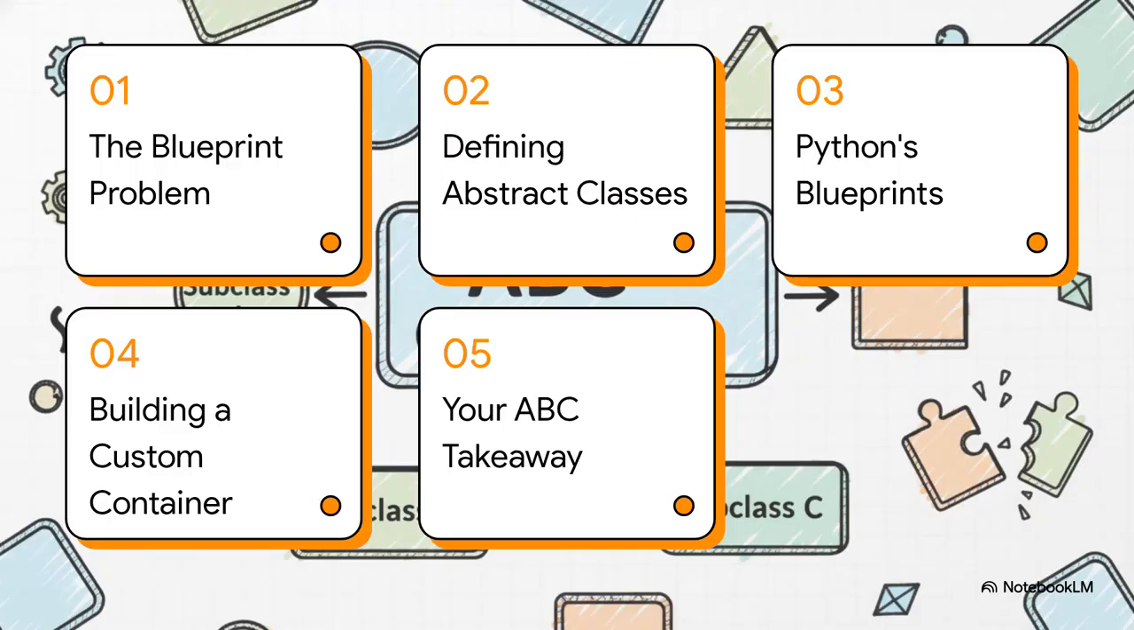First, we'll talk about a common coding problem that I bet you've run into before. Then, we'll introduce the official solution, the abstract class. And what's really cool is you're already using them, so we'll pull back the curtain and see where they're hiding. After that, we're going to get our hands dirty and build our own custom container with a performance superpower. And finally, we'll wrap it all up with a key takeaway you can use in your own projects right away.